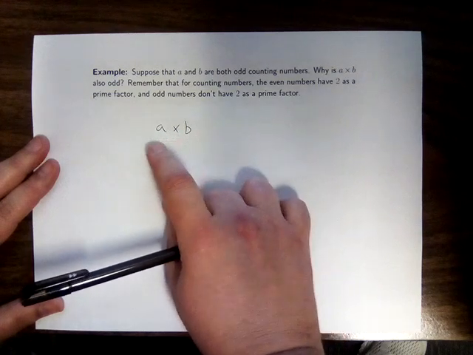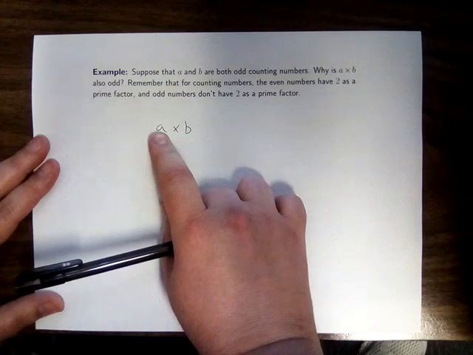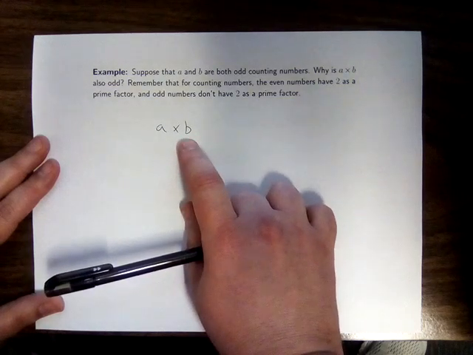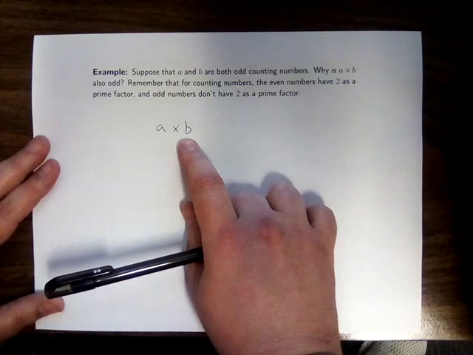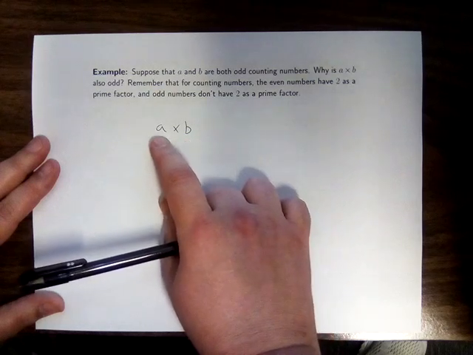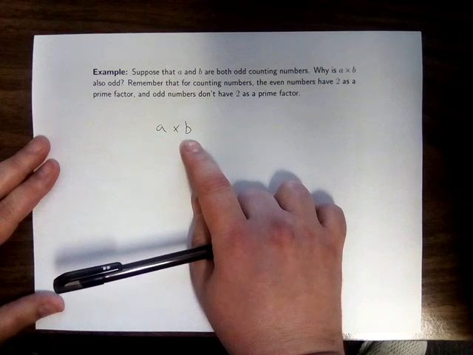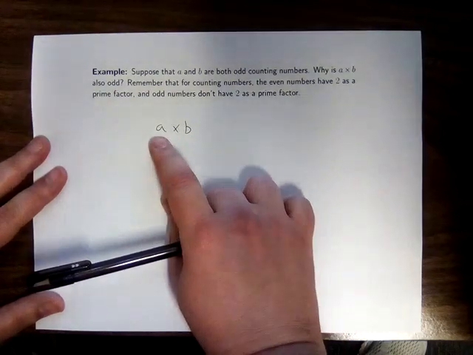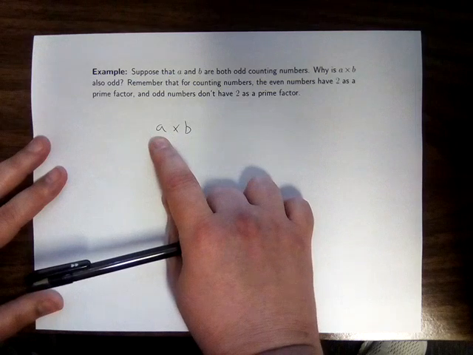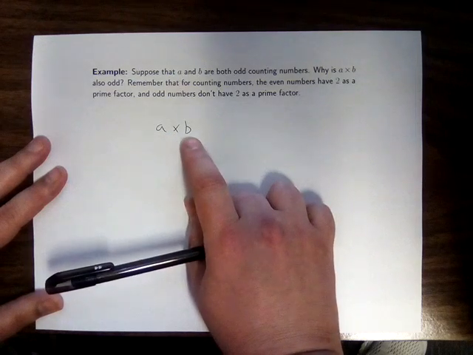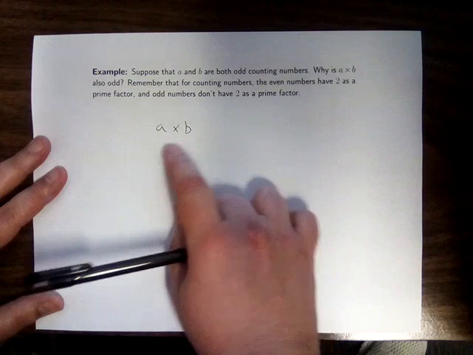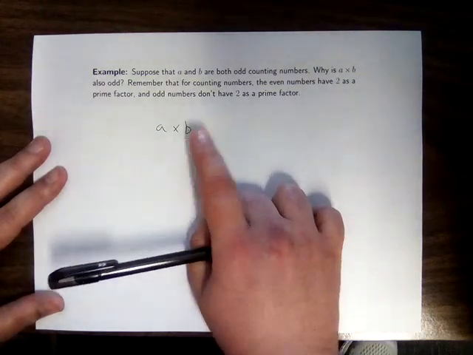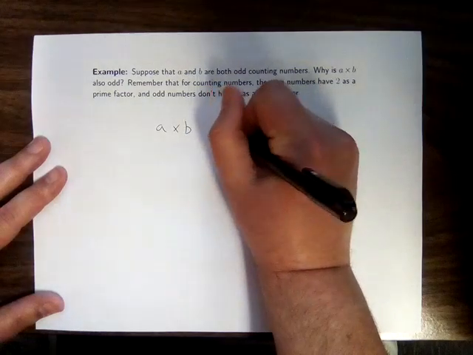If both numbers are odd, if there are no 2's as prime factors inside of A, and there are no 2's as prime factors inside of B, then there will be no 2's as prime factors inside of A times B. Or in other words, if A is odd, has no 2's as prime factors, and if B is odd, there are no 2's as prime factors, then A times B will be odd. It will also have no 2's as its prime factors.